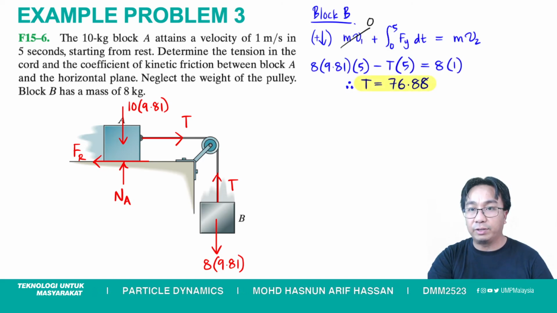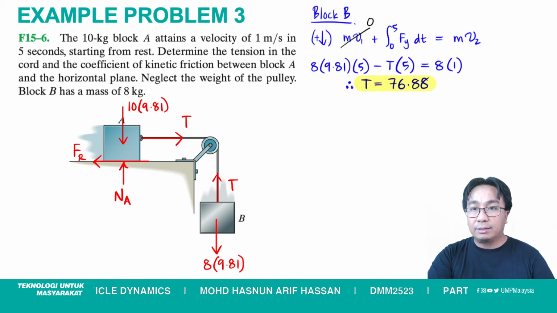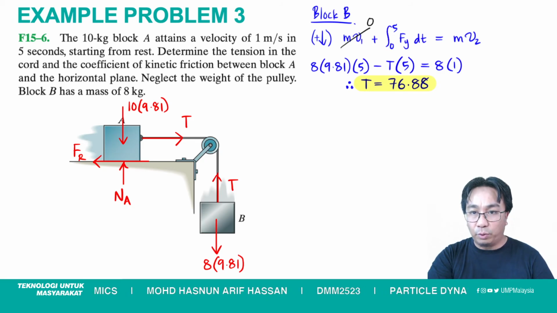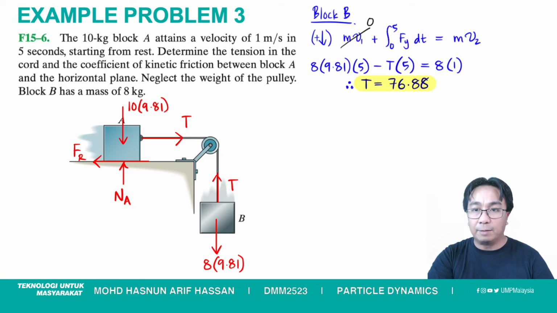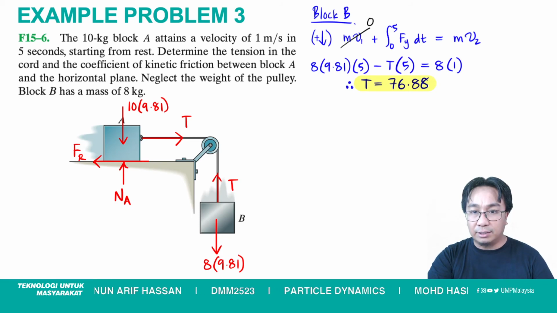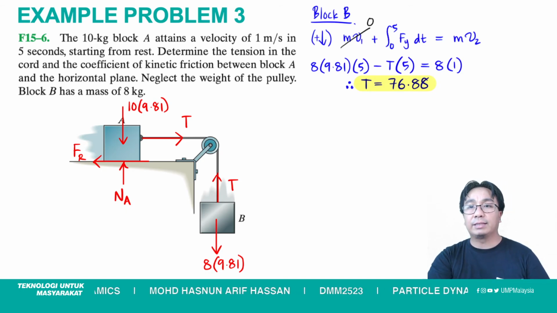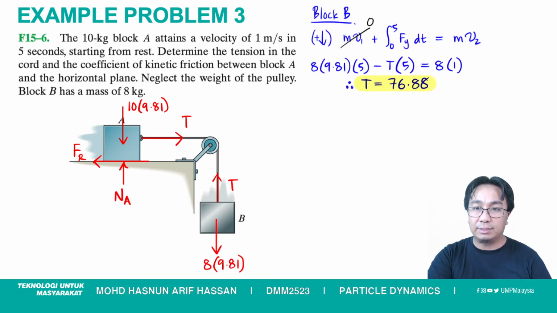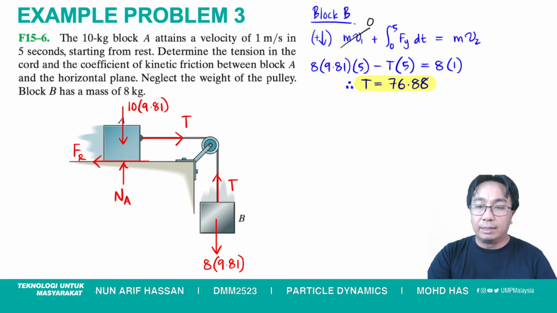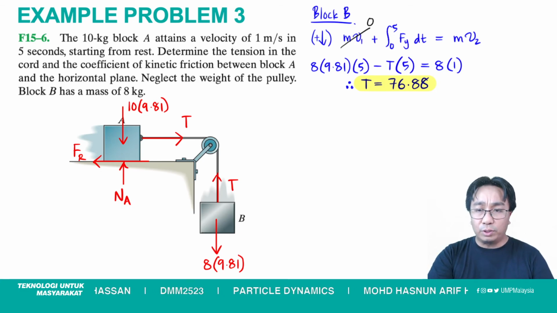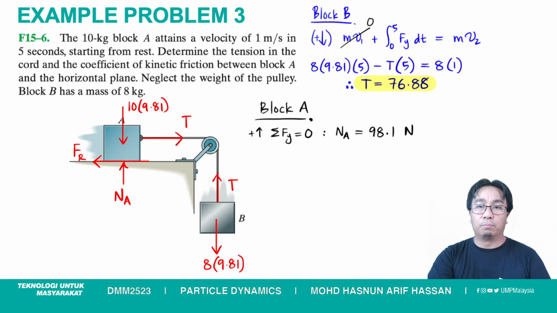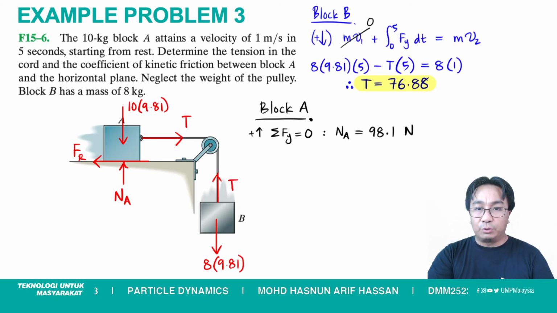So what we have is 8 times 9.81, the weight, multiplied by 5 to get the impulse, minus the tension in the opposite direction, multiplied by 5, you get the impulse for the tension, equals 8, the mass, times 1, the velocity. So we get the tension equals 76.88 Newton.